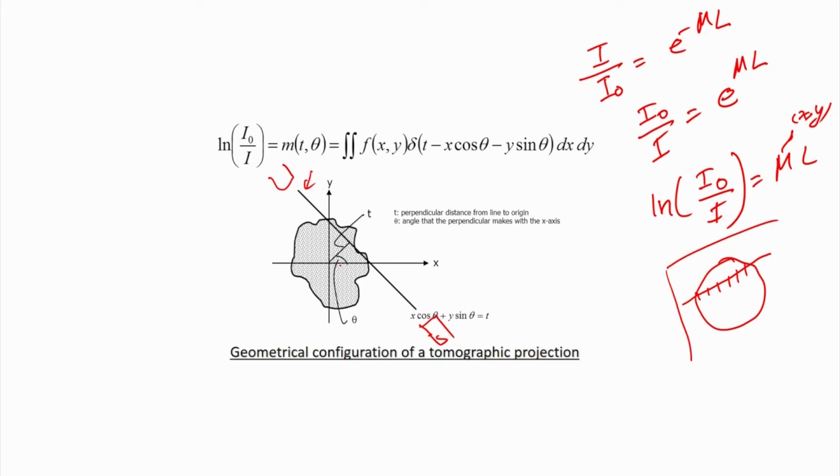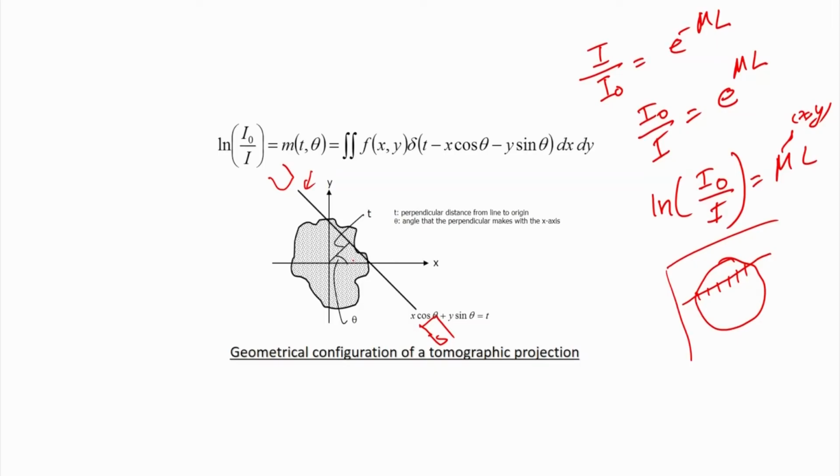So, what can we do? We can write this projection, each projection will represent a straight line equation, because we have collimated the source and we have collimated the detector. It means only the gamma rays coming directly from the source to the detector are measured. So, I can write it as a straight line equation, and that will be x cos theta plus y sin theta equal to t. So, that is the straight line equation we can write.